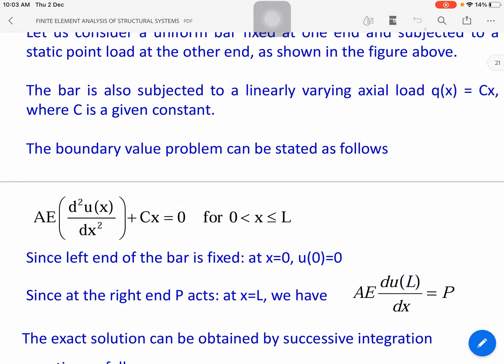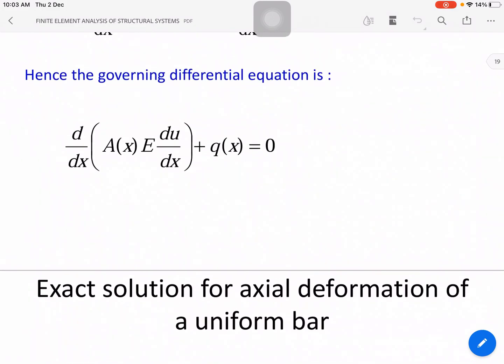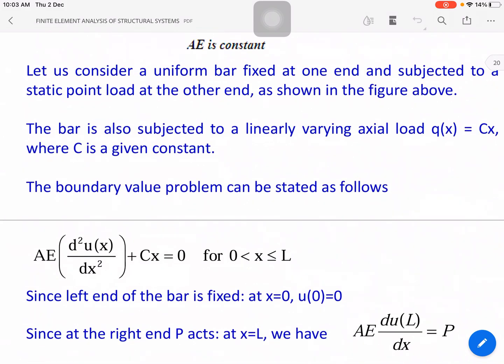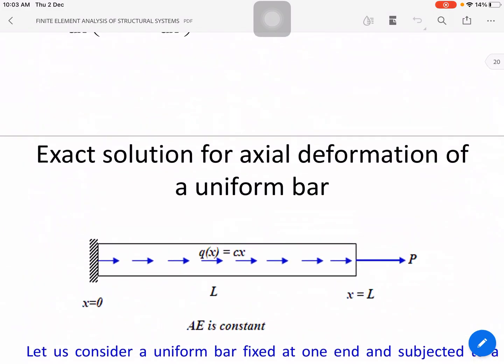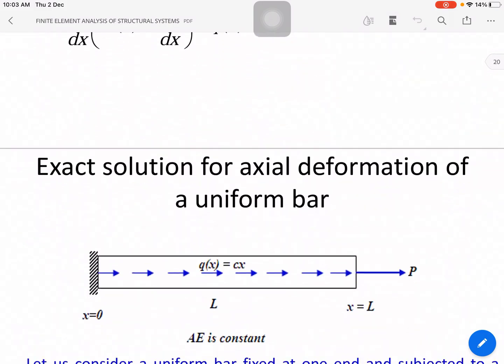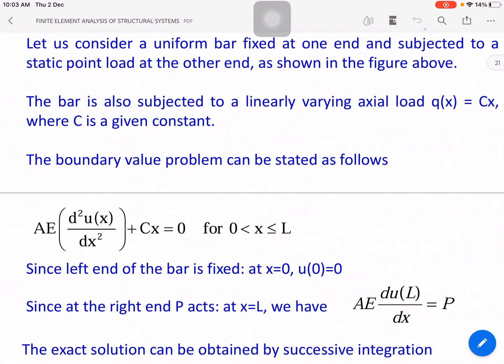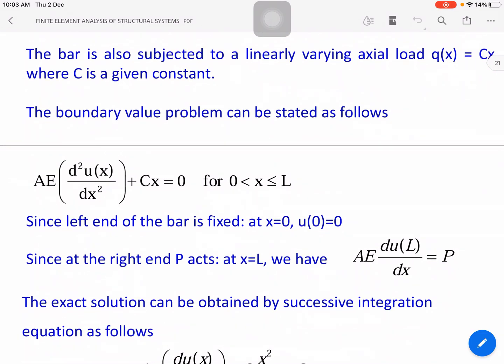So our general boundary value problem can be stated as A into du by dx. This equation only I am rewriting. A into du by dx becomes d square u by dx square, whereas q of x has become cx. Above general solution only I am writing. So this is valid for x is equal to 0 to L, for all positive values of x up to L.